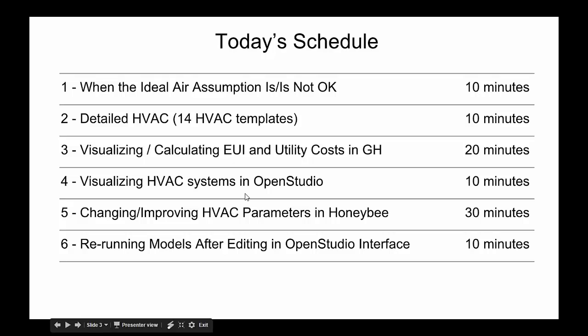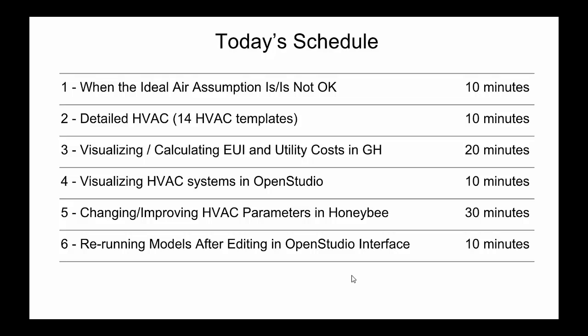And then we're going to visualize some of these HVAC systems in OpenStudio. I'm going to introduce you to the OpenStudio interface. Then we're going to spend a good chunk of time in a design exercise of improving HVAC parameters in Honeybee and testing out a few different HVAC systems. Finally, at the end, I'll show you quickly, pointing to the open-endedness of what you can do, that it's possible to edit the HVAC systems and the model in OpenStudio, and then rerun it in Honeybee.